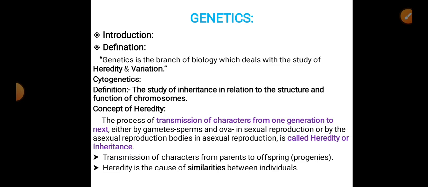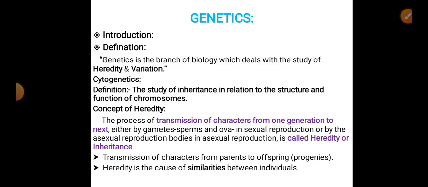What is cytogenetics? The study of inheritance in relation to the structure and function of chromosomes is called cytogenetics. And genetics means what? Genetics is the branch of biology which deals with the study of heredity and variation.